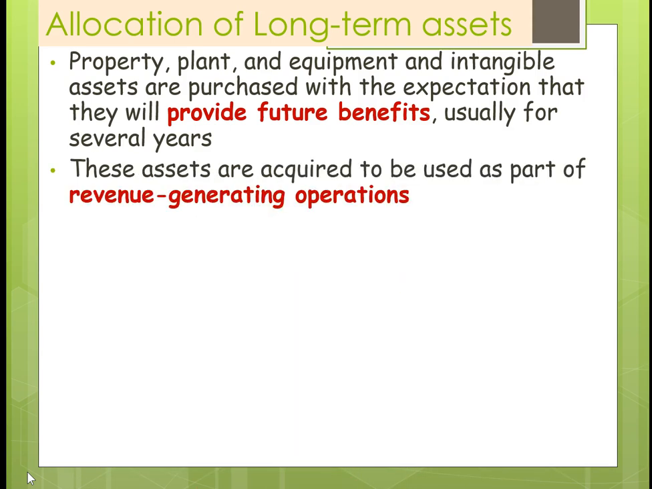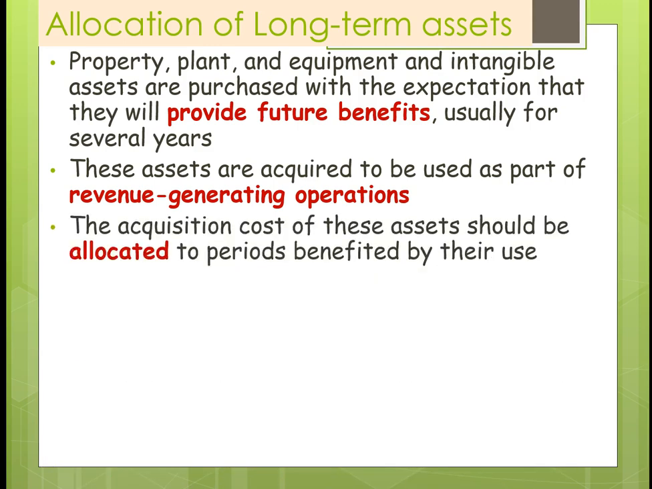Now, these assets are required to be used as part of revenue-generating operations. That means they're used by the business. If they're not, then they would be categorized as something else, like an investment or inventory. But you can only allocate these costs if they're used to generate revenue for the business. The acquisition costs of these assets should be allocated to the periods benefited by their use.